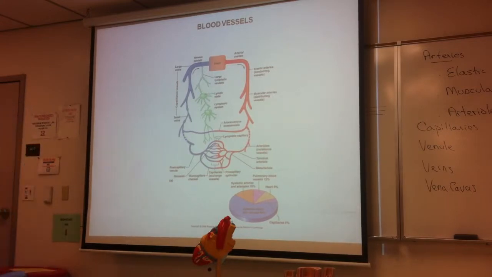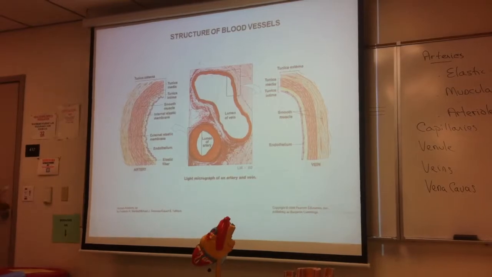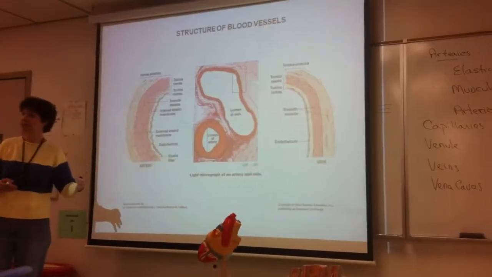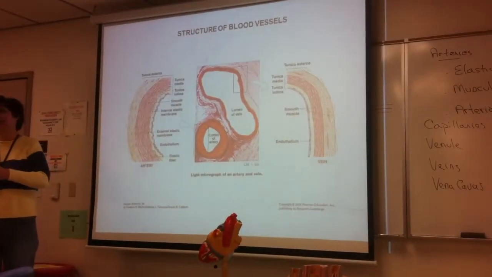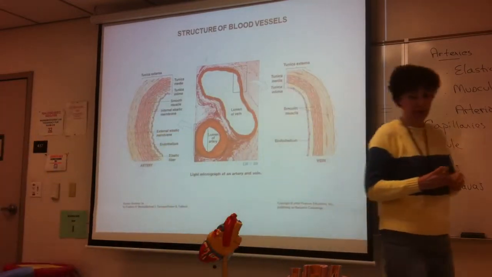Now let's look at the characteristic wall component of our blood vessels. And until we get to capillaries, on both sides, arteries or veins have the same three types of layers. Remember we had 3 layers of the heart wall? We have 3 layers of a blood vessel wall. Okay? So the 3 layers are identified as the 3 tunics.